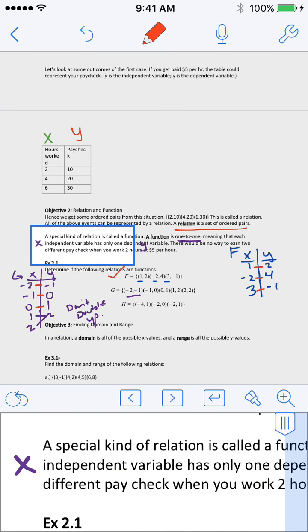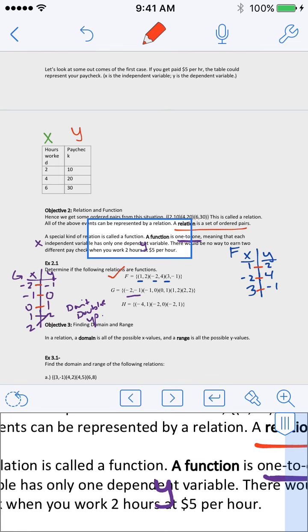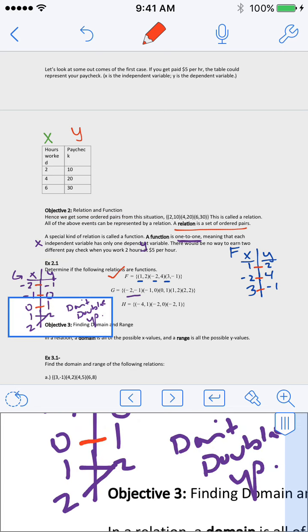It says for a function, each x only has one y. Does it say anything about the x's sharing a y? It doesn't, right? So it's okay that they share a y. So let's take a look here. 1 only goes one place. If I asked you what is paired up with 1, you would say 2, and we would all say 2, and we would all be right, right?